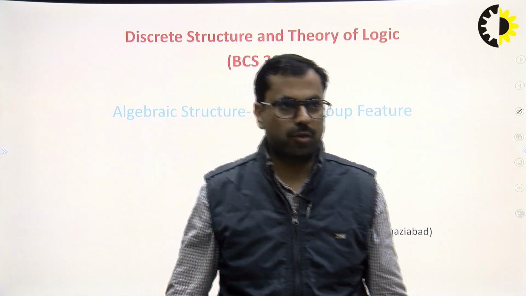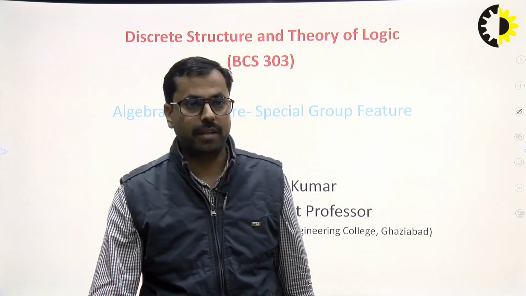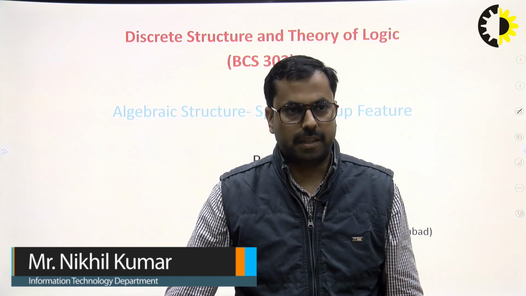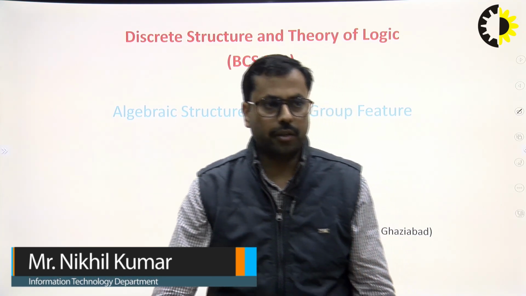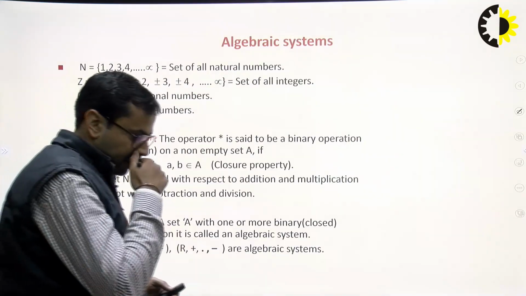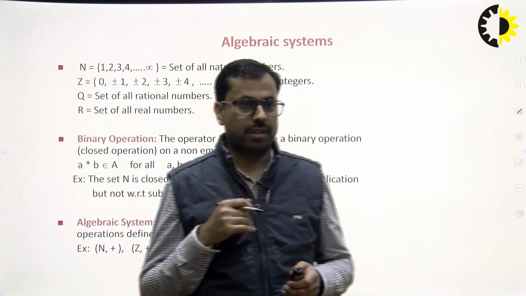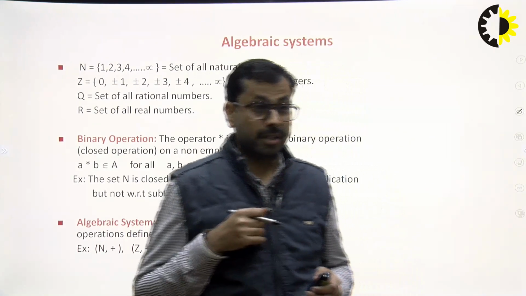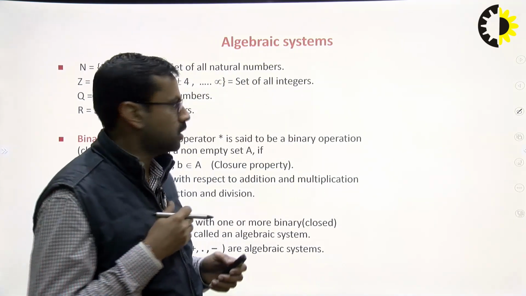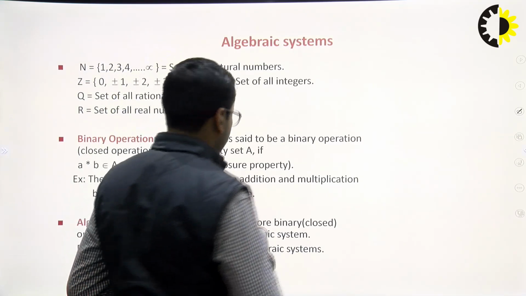Today our lecture is on Discrete Structures and Theory of Logic, the code is BCS 303. It is especially for the BTech second year students, CS and allied branches, and the topic is algebraic structure, special group features. In these slides, firstly we will discuss some points that we discussed in the last lectures, and then we will discuss something new.